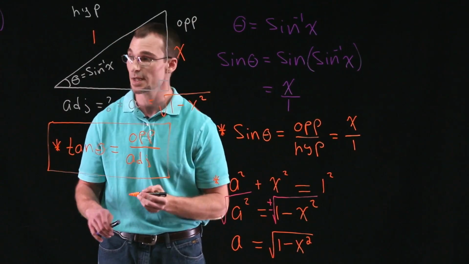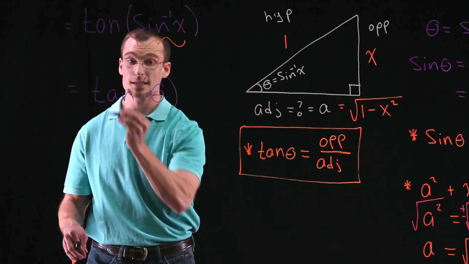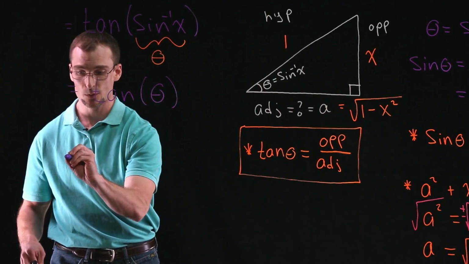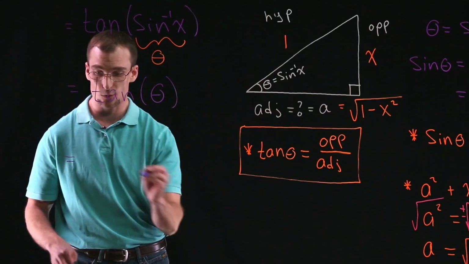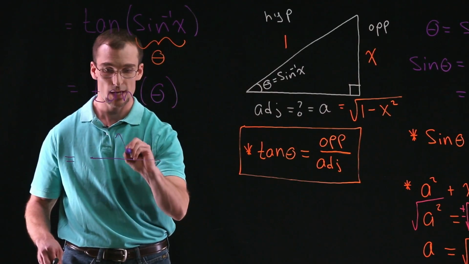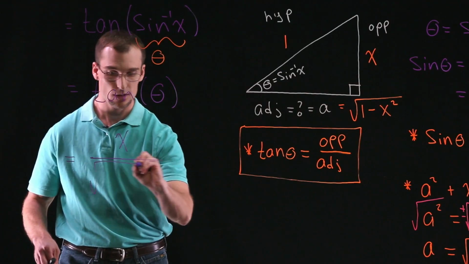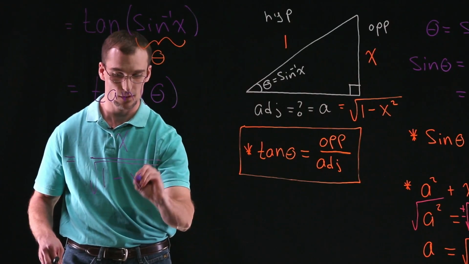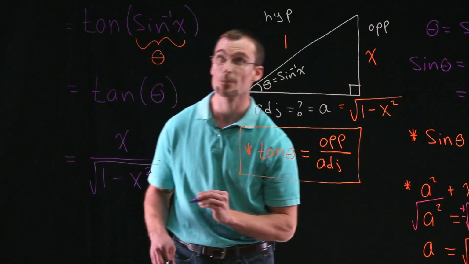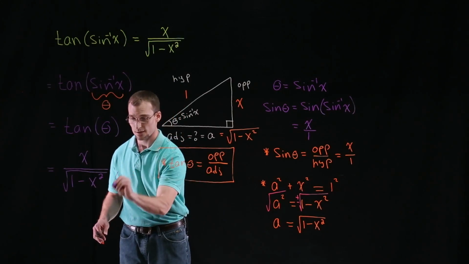So using our formula here, we can put this all together in that tangent theta is equal to our opposite over adjacent, or x divided by the square root of 1 minus x squared, which verifies our identity.